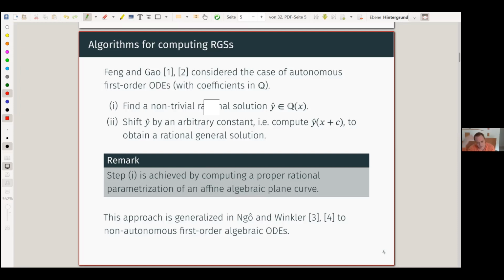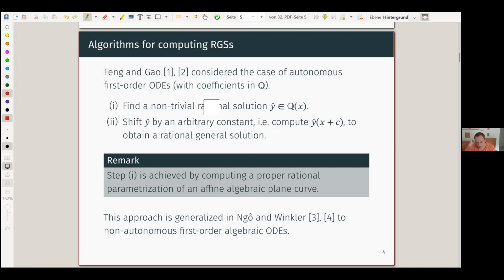Initially they computed this non-trivial solution by a rational parameterization, which they later swapped for Padé approximations, which is computationally more efficient. But this was sort of the paper that got us interested in this research field. And this approach then was generalized in 2010 and 2011 by Johann Mitteramskogler to non-autonomous first-order algebraic ODEs.